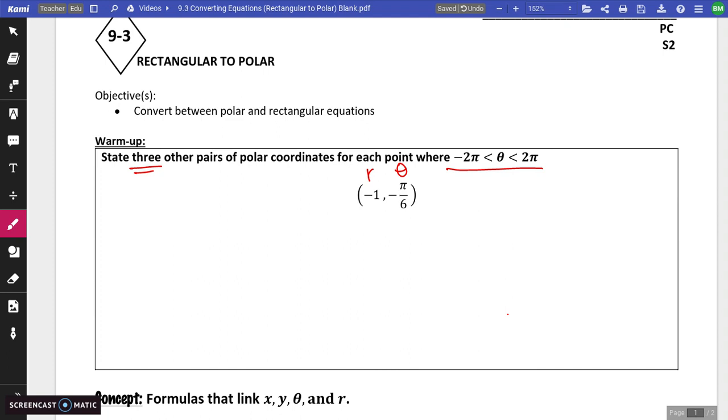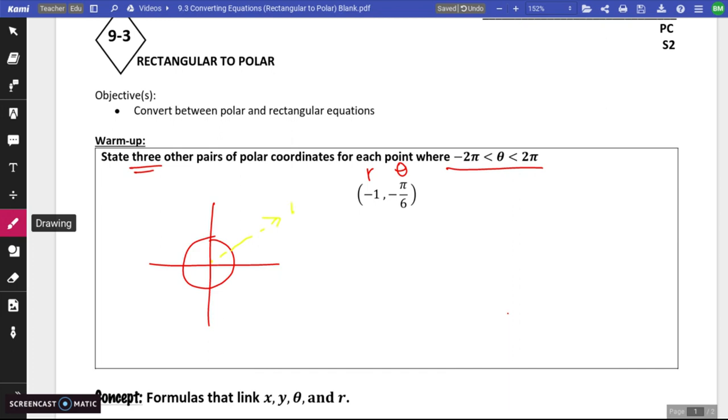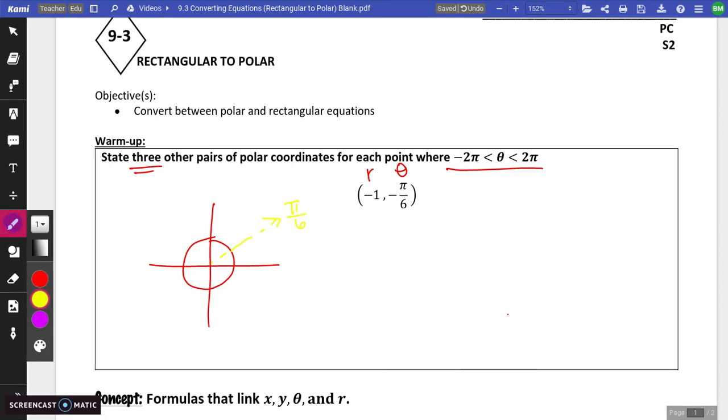To get us started, let's just look at plotting this point. So we'll just sketch where this point is. Polar, remember, is using circles. So first I want to figure out where negative pi over 6 is. I always start with the angle. Well, I know that positive pi over 6 is in the first quadrant. So negative pi over 6 would have to be in quadrant 4.